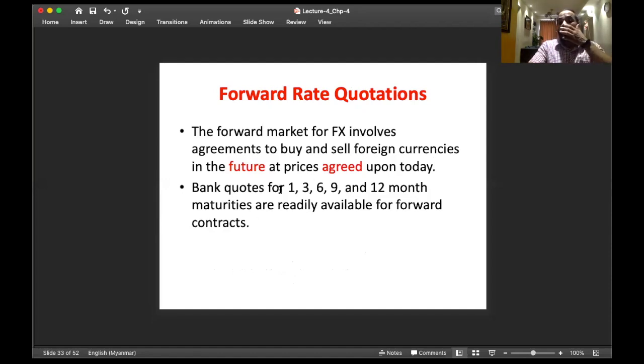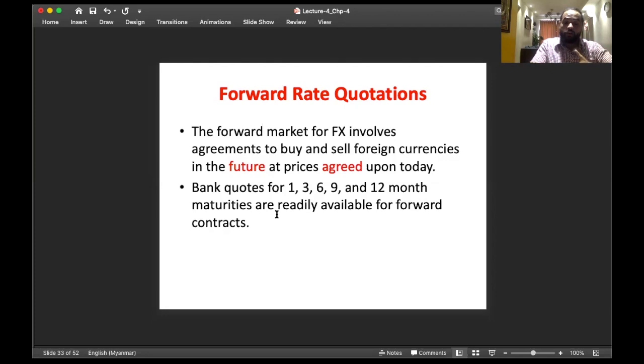So that means banks are offering us forward rate for 1 month. After 1 month, this is the rate. After 3 months, this is the rate. After 6 months, this is the rate. So you will use these rates to trade and compare with the spot. Spot means the rate is available every day, daily price.